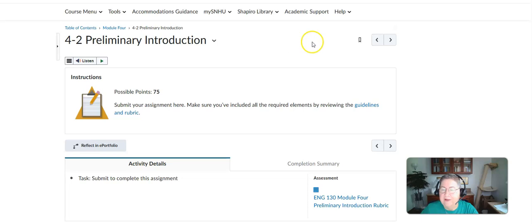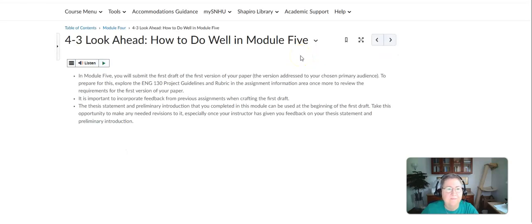As always, the module ends with the look ahead to Module 5. That's always a good thing to just read as you get done with your work. Once you've completed all the assignments, to know where we're going next, so that you can start thinking ahead about time management, etc.